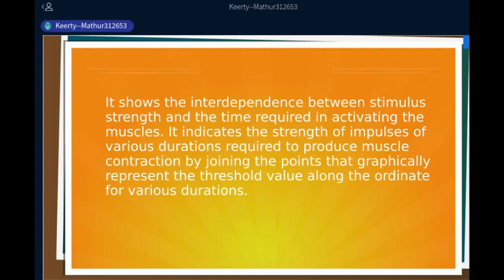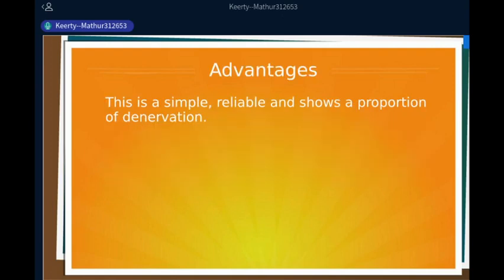And whenever we are drawing a graph, we need two things: one variable on the x-axis and another variable on the y-axis. So here we are taking duration on the x-axis. Time or duration is always taken on the x-axis and it is in milliseconds here. And the variable on the y-axis will be either potential or current, and this depends on the type of stimulator used.